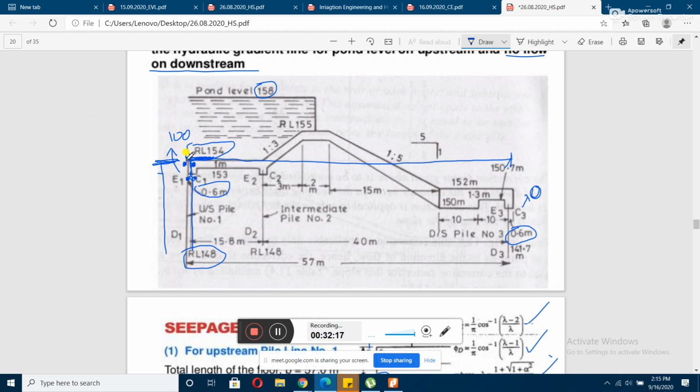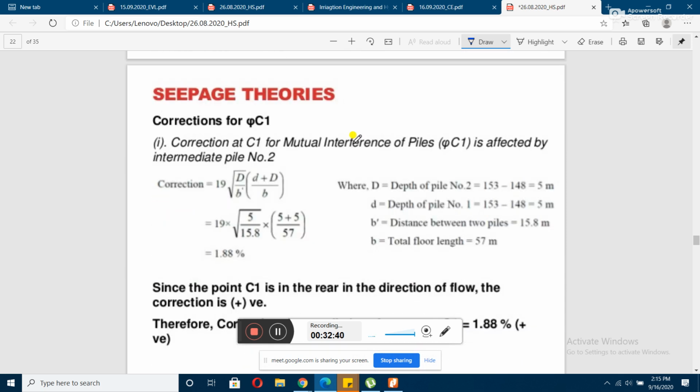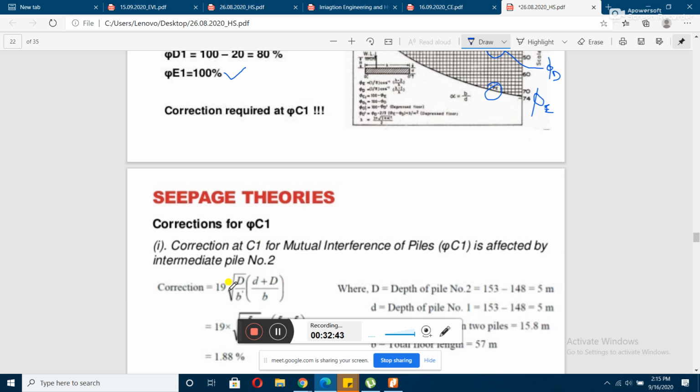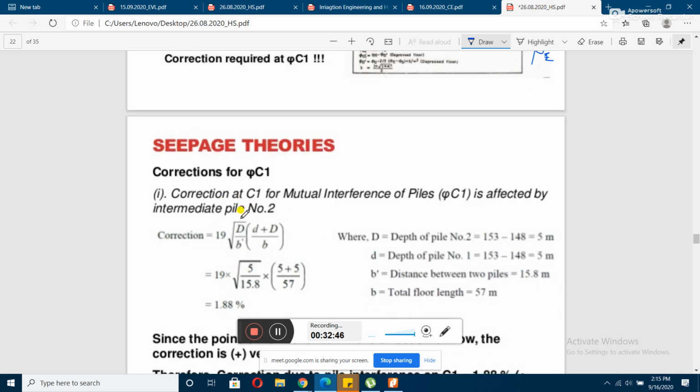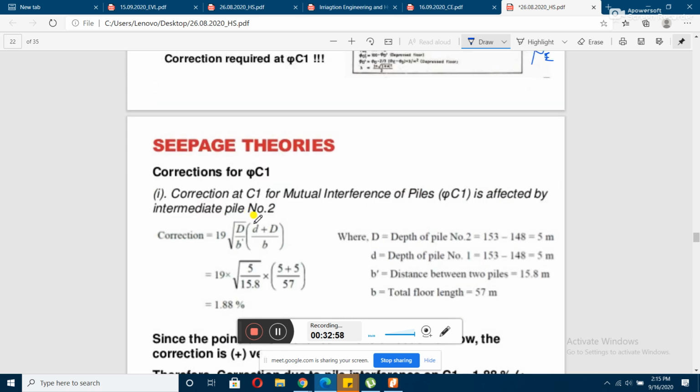There is no slope for this particular part, so there won't be any correction for slope, but there will be two corrections. One is due to the interference of this intermediate pile, and another correction is due to the thickness of the floor. We will be seeing how the corrections are made. The correction for the mutual interference of piles is given by this particular formula, which I have already told you. Capital D is the depth of the influential pile. What is the depth of the influential pile?